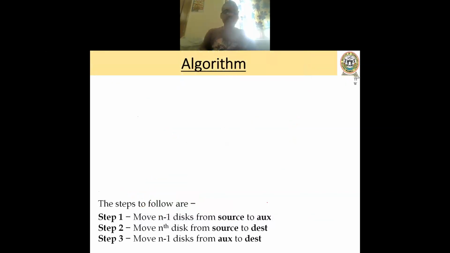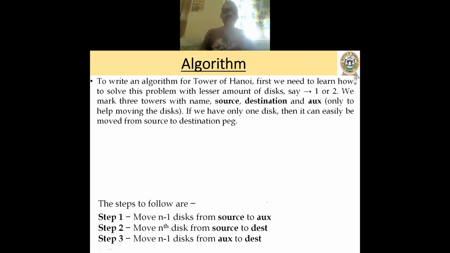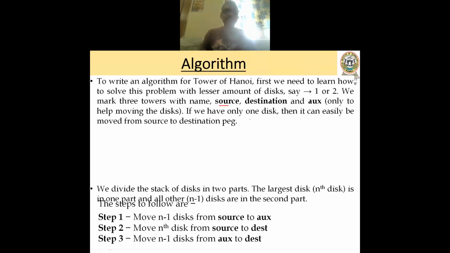Fine. So what is the algorithm? How can we write the algorithm for solving this problem? To write an algorithm for Tower of Hanoi, first we need to learn how to solve this problem with a smaller number of disks, say one disk or two. We take the source, destination and auxiliary towers here. If we have only one disk, then it can be moved from the source to the destination peg directly.